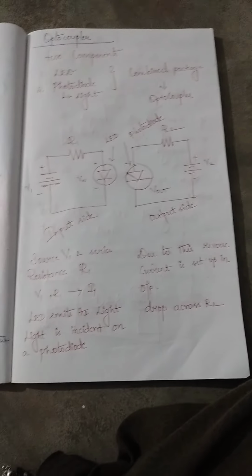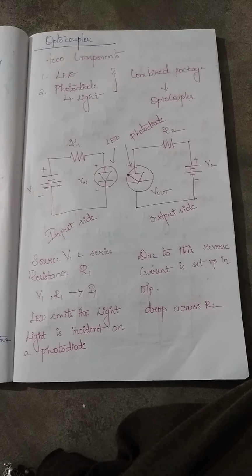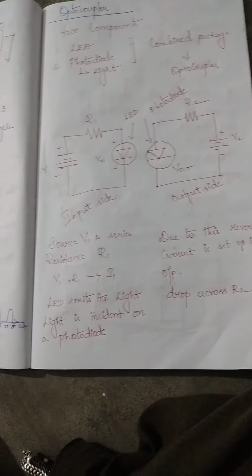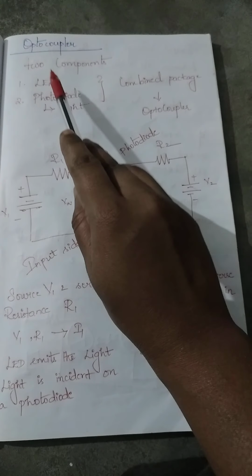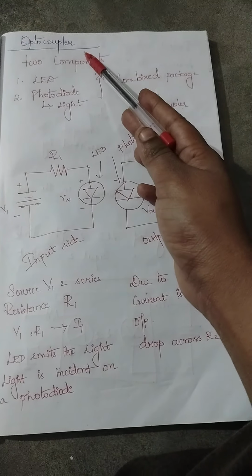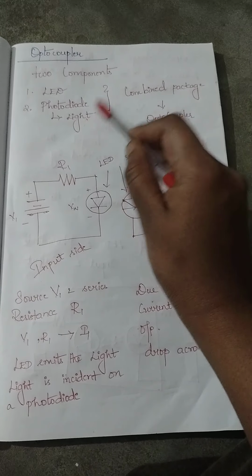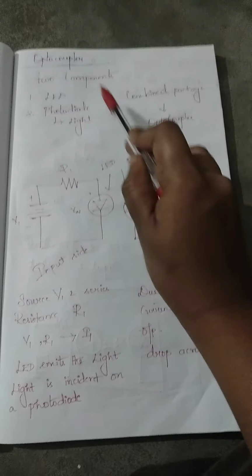So next topic is on your unit 5, optocoupler. An optocoupler is nothing but a device with two major components. One is your LED and another one is your photodiode. Both your LED and photodiode deal with light. So your optocoupler deals with a particular word, it is called light. Just the combination of these two components in a combined package is called your optocoupler.